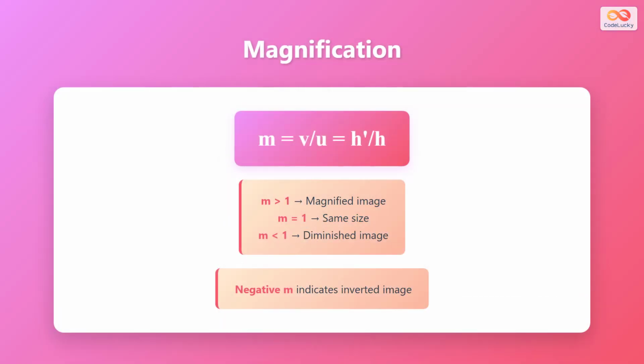Magnification tells us how much larger or smaller the image is compared to the object. The magnification, represented by m, equals v divided by u, which also equals h prime divided by h, where h prime is the image height and h is the object height. When m is greater than 1, the image is magnified. When m equals 1, the image is the same size. When m is less than 1, the image is diminished. A negative value of m indicates that the image is inverted.